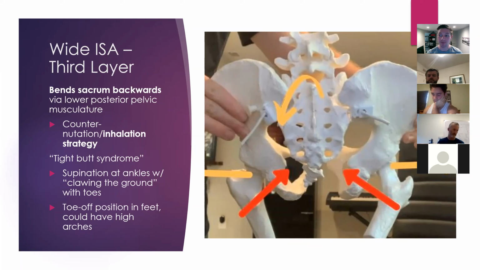These people are going to have tight butt syndrome. They're going to have a ton of glute concentric orientation because of this exact thing happening right here. They're going to have supination at the ankles, and they're going to be clawing the ground with their toes a lot of the times because their foot is so inherently unstable. So when you see a wide with super high arches, like a genuine wide with massive arches, they're probably in game, assuming they don't have something freaky going on, maybe a crazy injury or something like that. They're going to have a toe off position in the feet, but again, still high arches.